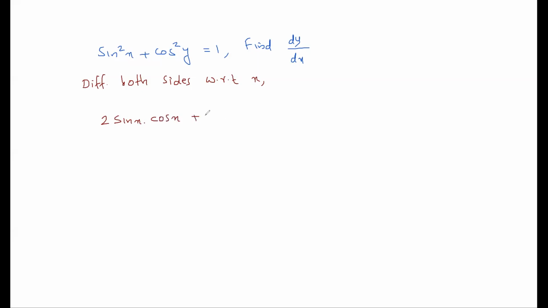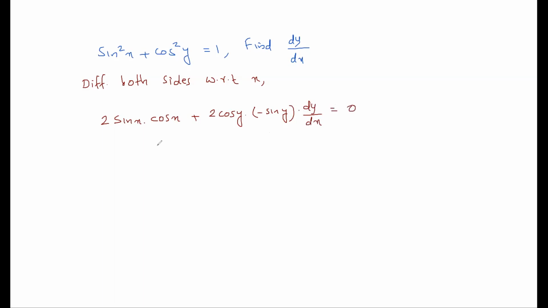Plus again cos square y, it is of the form x square. So x square का derivative 2x. So it is 2 cos y. But x के जगह हमने कंसिडर किया था cos y. So cos y का डेरिवेटिव से मल्टीप्लाई करना. Cos y का डेरिवेटिव माइनस sin y. Again y जो है cos x फॉर्म था. So x के जगह y का डेरिवेटिव से मल्टीप्लाई करना into dy by dx is equal to 0.